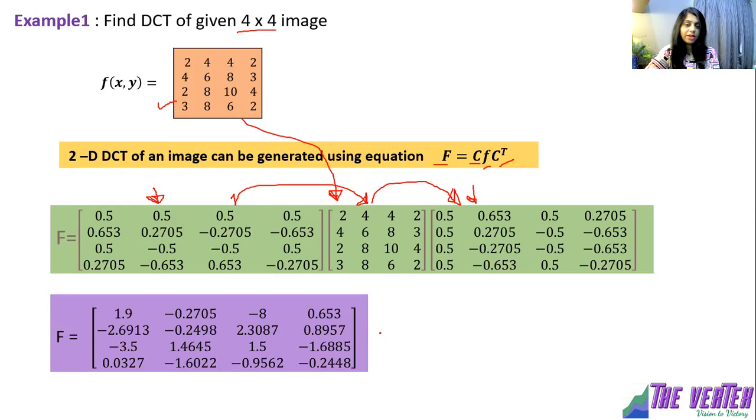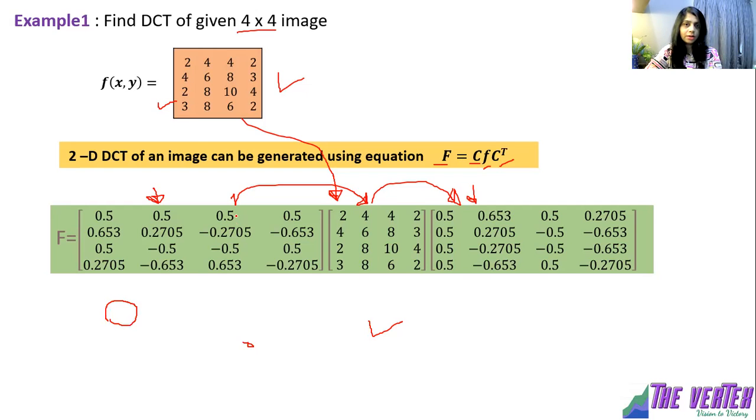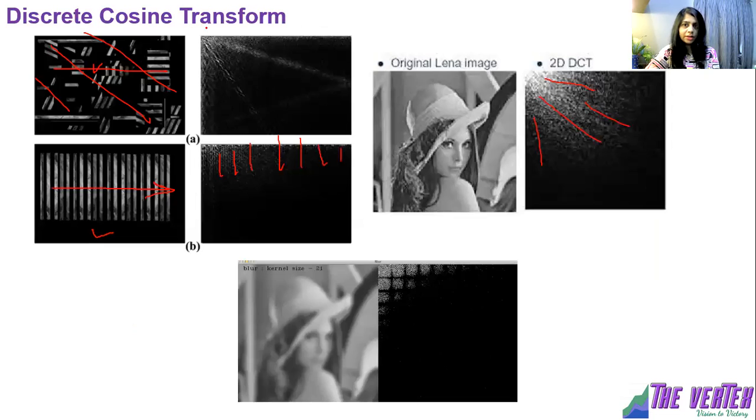So this is the final answer of the discrete cosine transform of this particular problem. So this is the DCT. If you see this DCT, at the corner there is a higher value, and at other places the values are negative or zero. So how will the image look? The image will be like this: a white spot here, and everywhere else black.